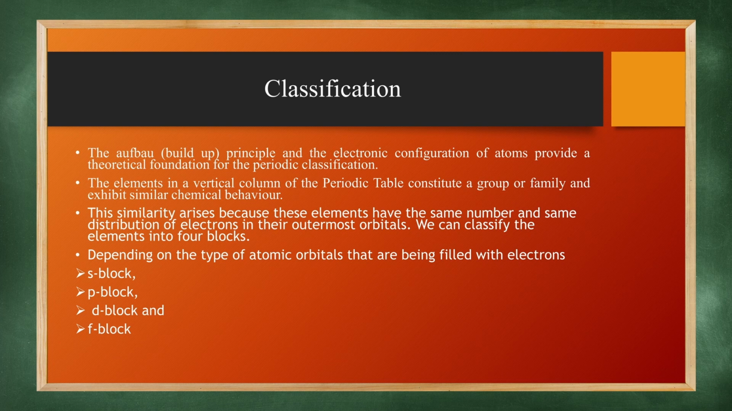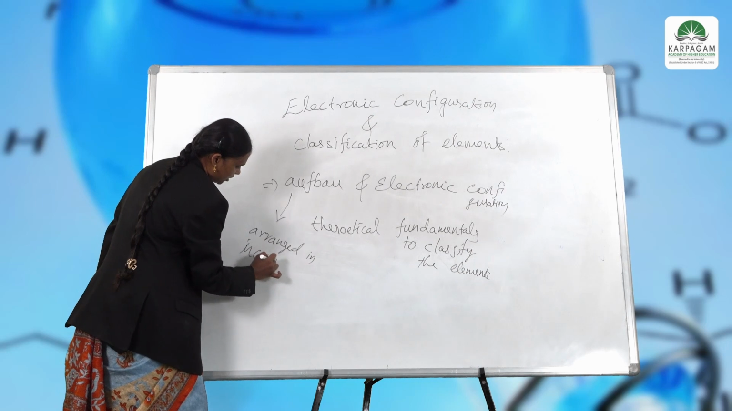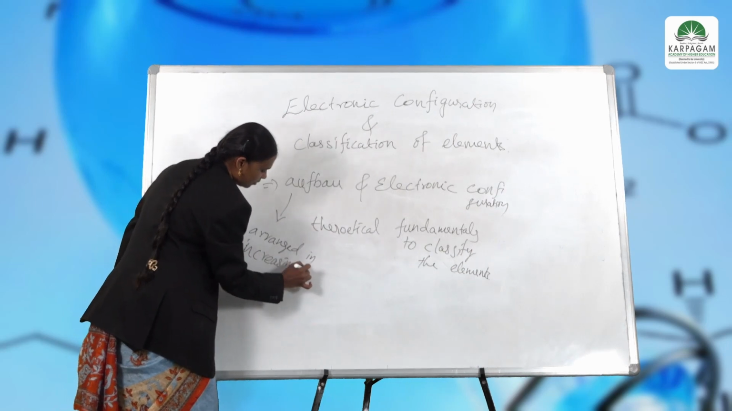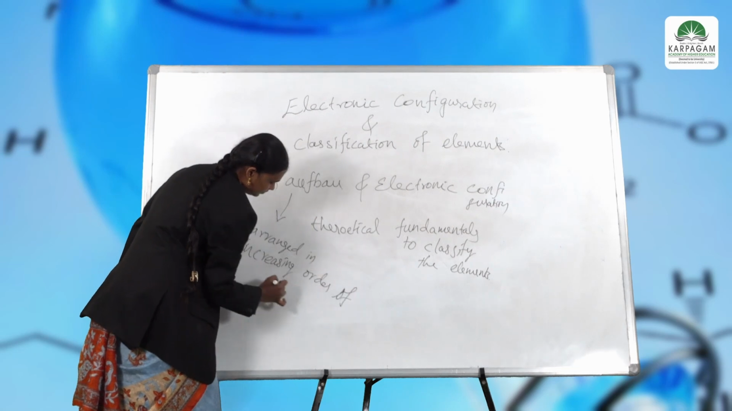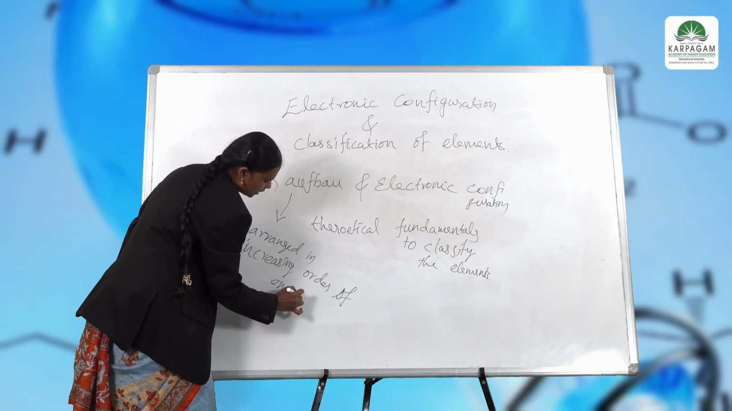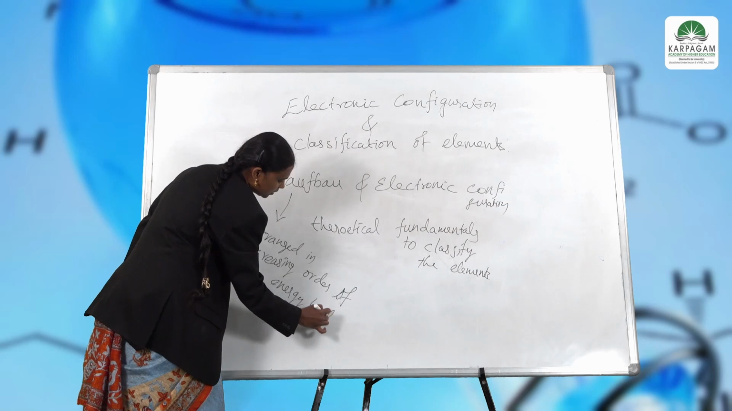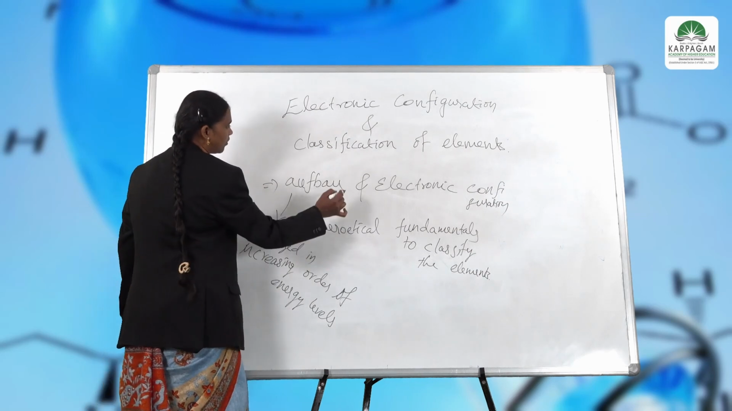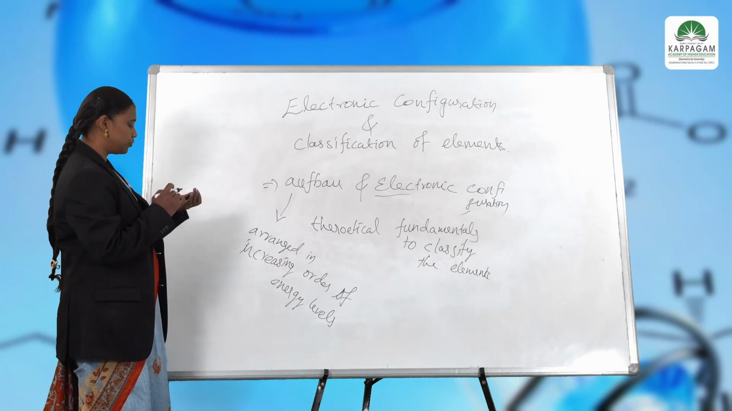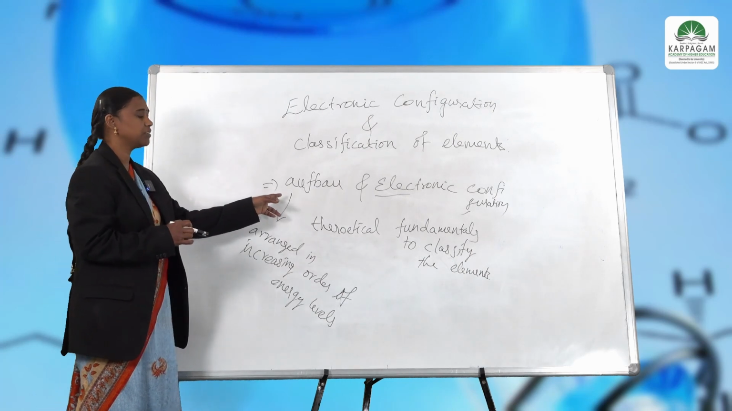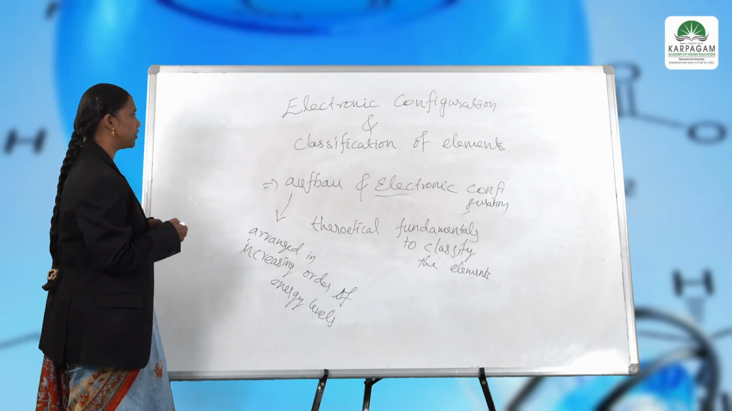In the Aufbau principle, the elements are arranged in increasing order of energy level. And those energy levels are written and named as electronic configuration. So, there are two principles: first one is the Aufbau principle and the second is electronic configuration.